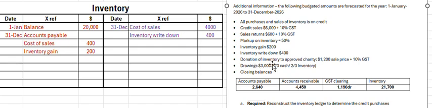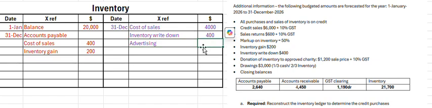Then we get to a donation of inventory to an approved charity. There's no such account as donations in the VCE course, so we record this as advertising. Be careful again with ones like this because it's giving us the sale price. So we need to work back to that 50% markup. This is going to reduce our inventory balance. We're going to cross-reference this with advertising, which will be an expense in our income statement. And we're going to go 1200, and divide that by 1.5 to factor in that markup, $800 cost price effect.